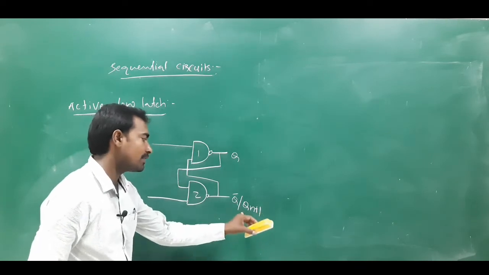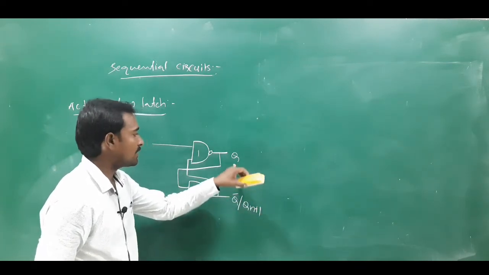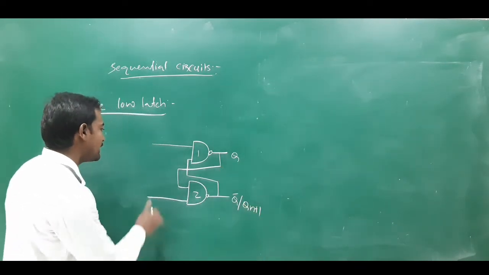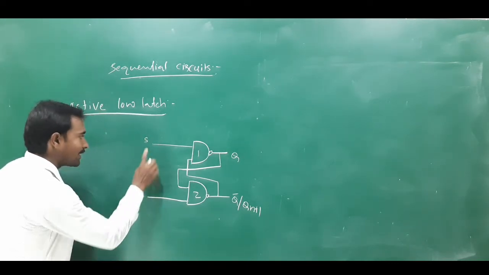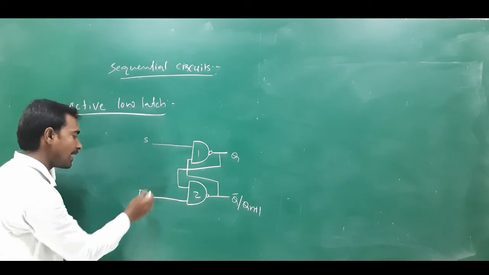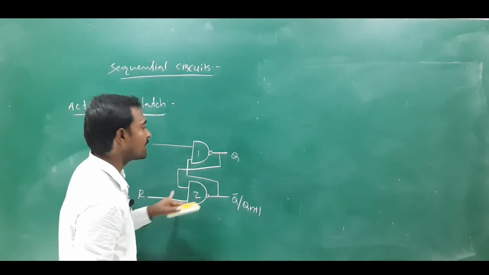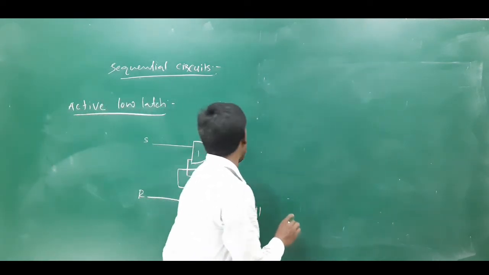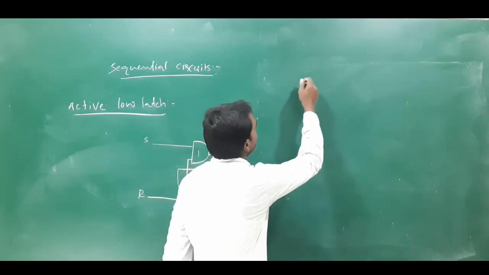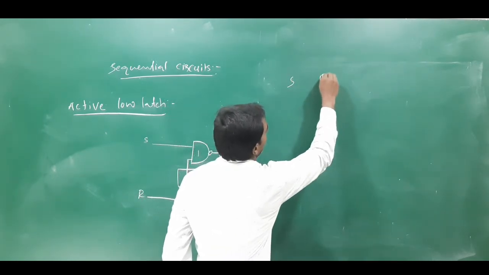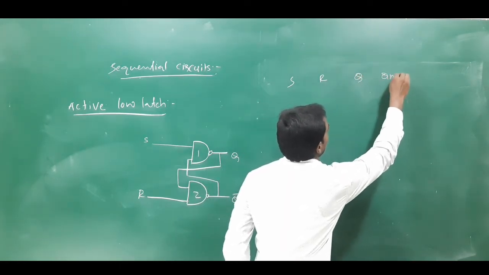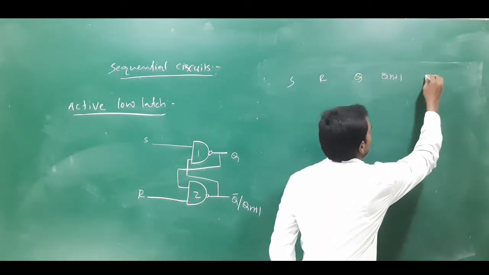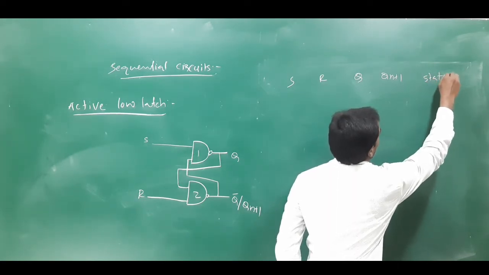That means this is the next state and this is the present state, and here I am giving the two inputs, S and R. S is nothing but set and R is nothing but reset. And the basic truth table has S, R, and Qn plus 1, and this is the state.